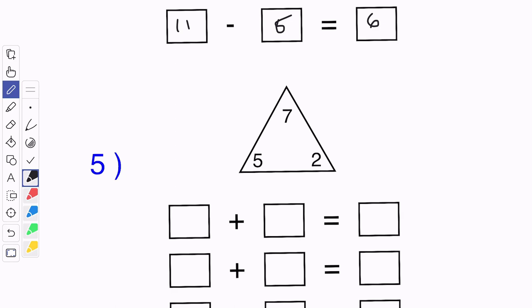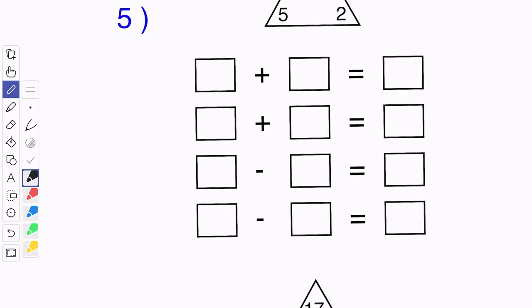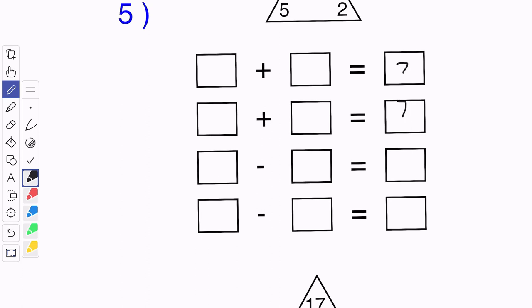For this one, out of 5, 2, and 7, 7 is going to be the biggest, so we're going to put it on the right of the addition problems and the left of the subtraction problems. 5 plus 2 is 7, 2 plus 5 is 7, 7 minus 5 is 2, and then 7 minus 2 is 5.